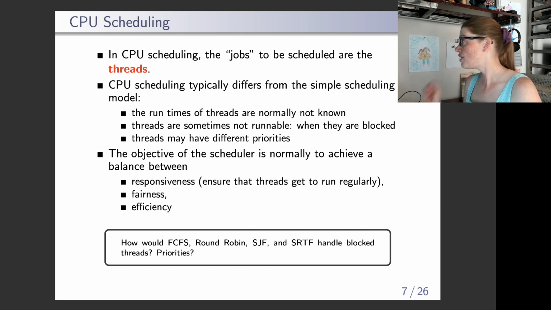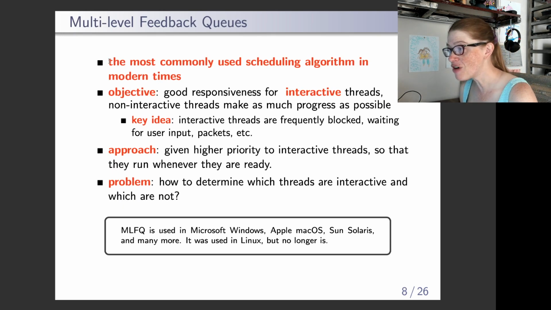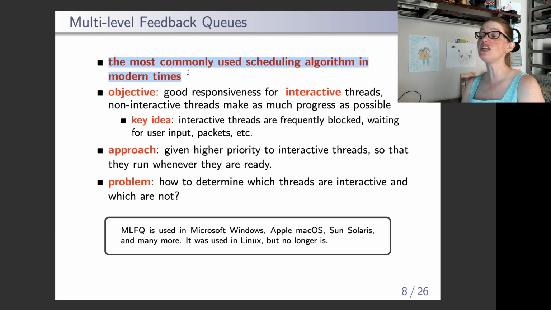So what I'd like to do now is actually look at some real scheduling algorithms. And the first one, you'll see here in bright red, is the most commonly used scheduling algorithm in modern times. It's called multi-level feedback queues, MLFQ. And this is used by Windows, it's used by Apple, it's used in Unix, things like BSD and Solaris. It used to be used in Linux, but they have their own scheduling method now.